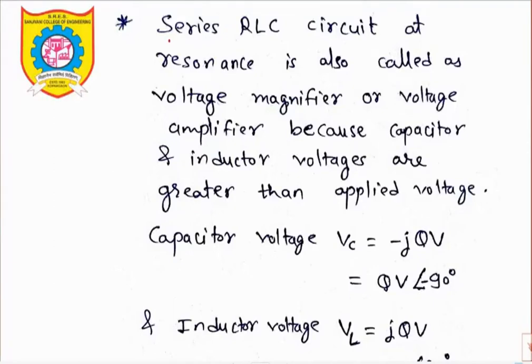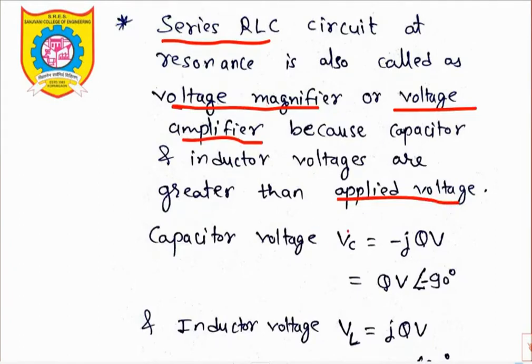Welcome all. So now let's continue our discussion of series RLC circuit. Your series RLC circuit at resonance is also called a voltage magnifier or voltage amplifier. The reason is that the capacitor and inductor voltages are greater than the applied voltage. That's why it is an amplifier or magnifier.